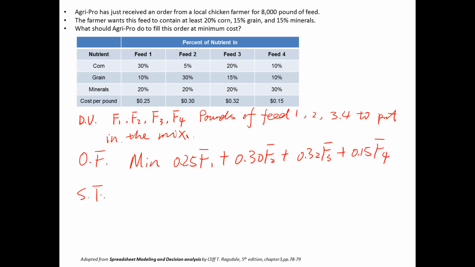Subject to constraints. We're going to do that in this order here. The total order is 8,000 pounds. That means the sum of your F1, 2, 3, 4 needs to be greater than or equal to 8,000, because we define them in pounds.